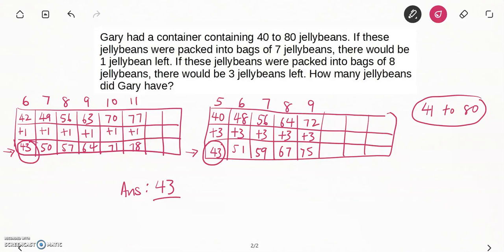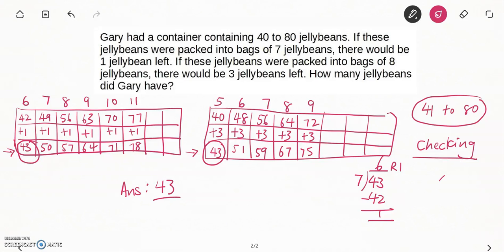Now then we need to check. How do we check? We take 43. This is the checking. For most of my students, I encourage checking. How do we check? We take 43 divided by 7. So I have 6 packs of 7, which is 42. Then I have 1 remainder. So you can see, if I pack them into 7, I divide by 7, there will be 1 jelly bean left.